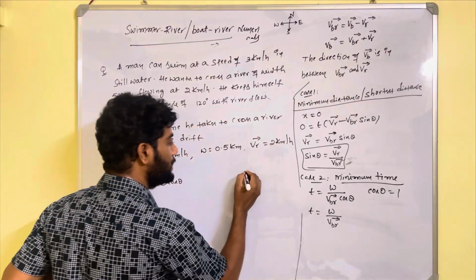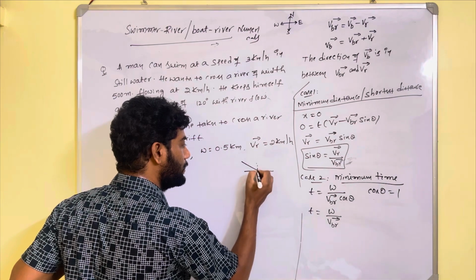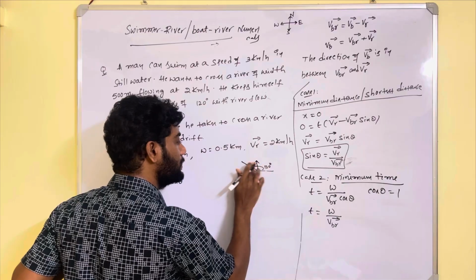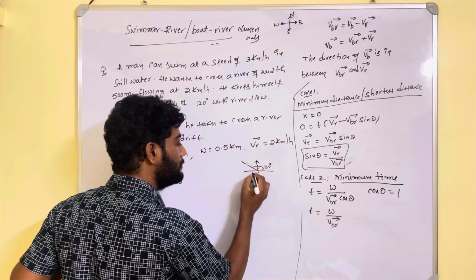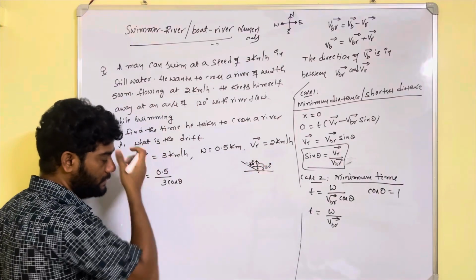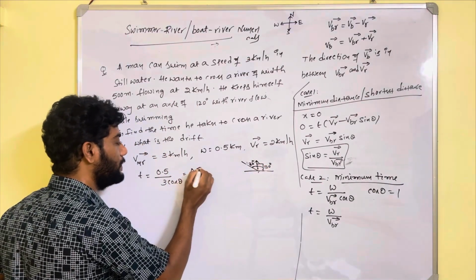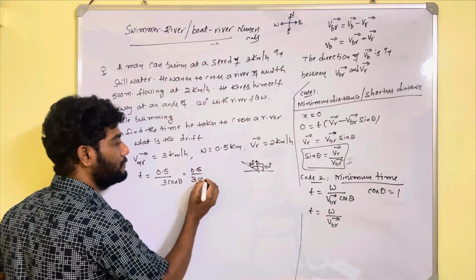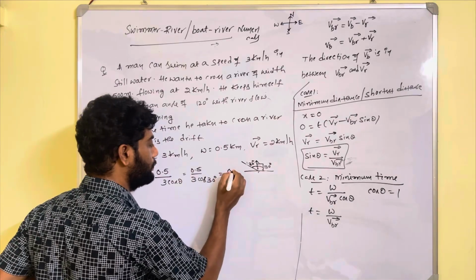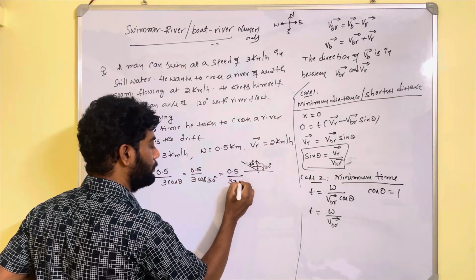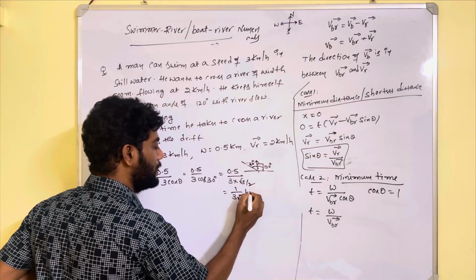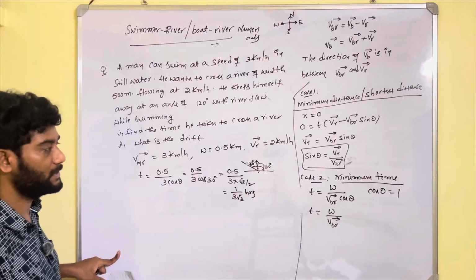120 degrees. 120 degrees is the total angle given. Okay, with the vertical how much should this angle be? Total angle 120 means this is 30 and this is 90. So first you can find 0.5 by 3 into cos 30. What is the cos 30 value? Root 3 by 2. So this value is 1 by 3 root 3 hours of time. This is the first question.